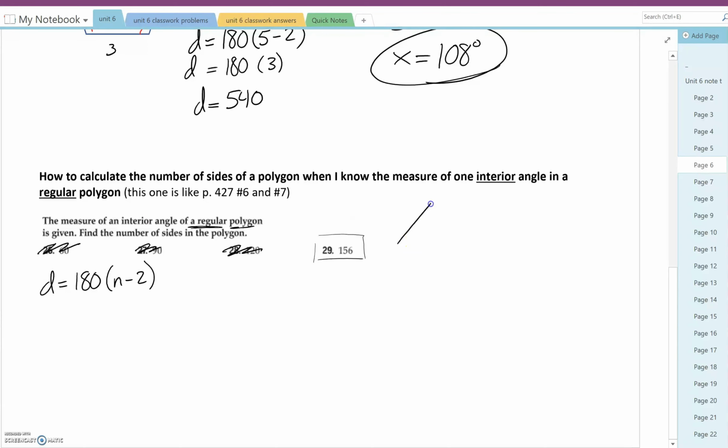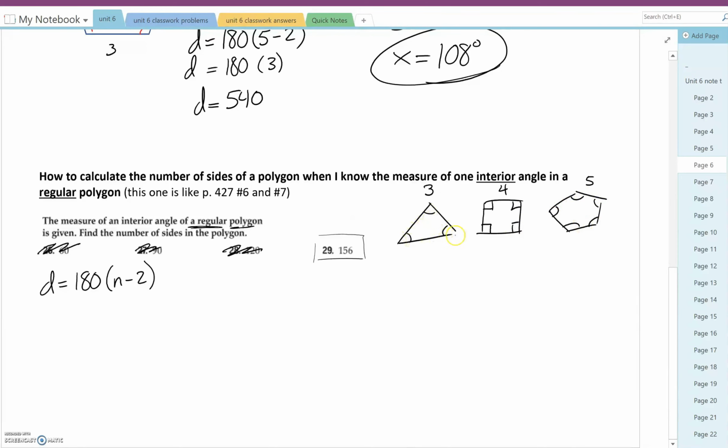One thing to think about, though, is that any polygon I draw, no matter how many sides I give it, I could keep going, but here's a shape with 3 sides, here's a shape with 4 sides, and here's a shape with 5 sides. The number of sides in any polygon is always going to be equal to the number of angles in the polygon.